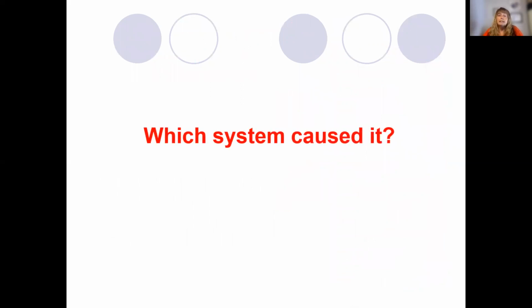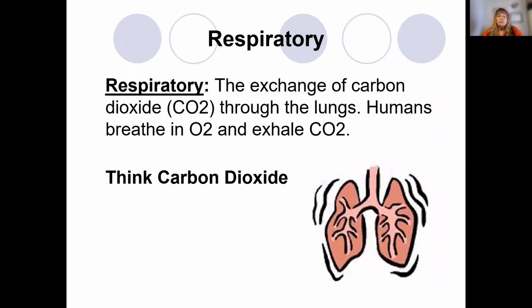So which system caused the issue? There's 2 systems that can cause the issue, respiratory and metabolic. We're going to talk about both of them. The respiratory system exchanges carbon dioxide through the lungs. Humans breathe in oxygen and we exhale carbon dioxide, hopefully. So if you're thinking of a respiratory system, then you're thinking carbon dioxide. If you're thinking carbon dioxide, you're thinking respiratory system.